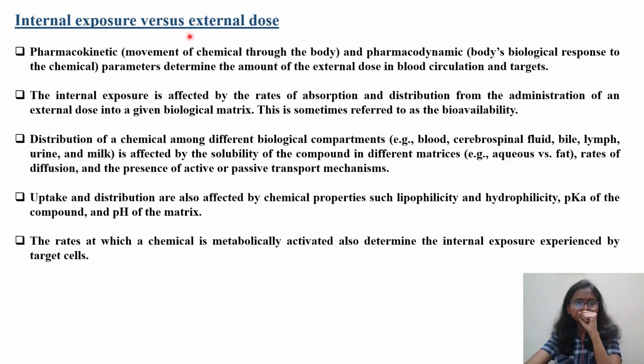Internal exposure versus external dose. Pharmacokinetics is the movement of chemicals through the body. Pharmacodynamics is the body's biological response to the chemical. Parameters determine the amount of external dose in blood circulation and targets. The internal exposure is affected by the rate of absorption and distribution from the administration of an external dose into a given biological matrix. This is sometimes referred to as bioavailability.